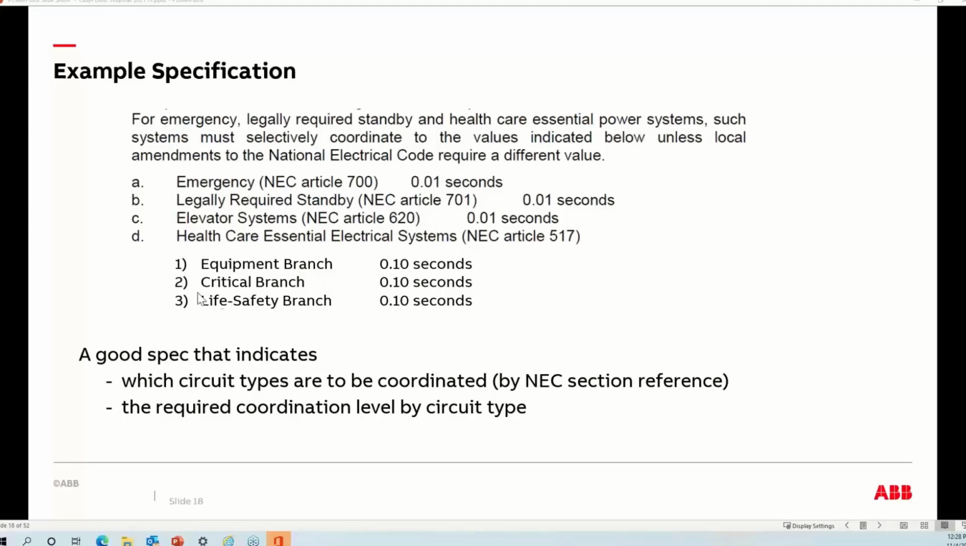And then it even breaks out, by the particular branch of an essential system of a healthcare facility, what the time standard is for coordination. So this makes it very clear. This is a good spec. The only improvement I would suggest is to also add a reference to the National Electric Code, and if you have already figured out the amendments for the particular project, add that in there also. But the core of it is very, very good and very, very helpful to interpret exactly what the requirements are.